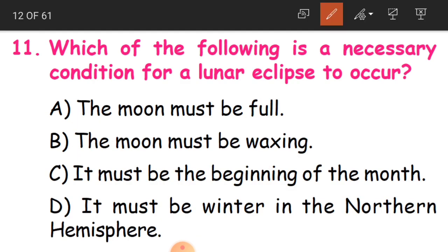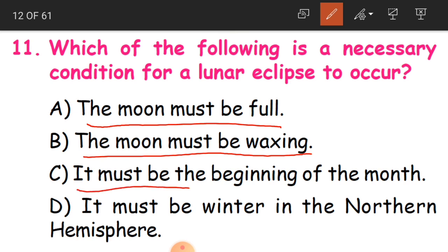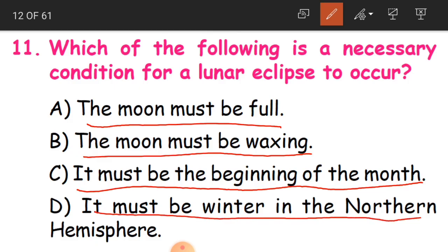11th question. Which of the following is a necessary condition for a lunar eclipse to occur? So, when is this lunar eclipse going to occur? So, what is the condition? A is the moon must be full. B is the moon must be waxing. C is it must be the beginning of the month. D is it must be winter in the northern hemisphere.